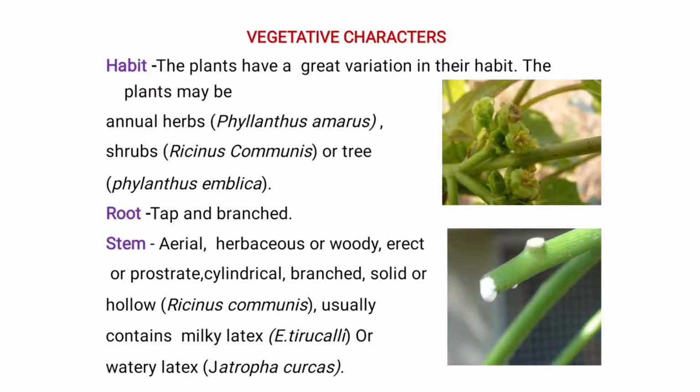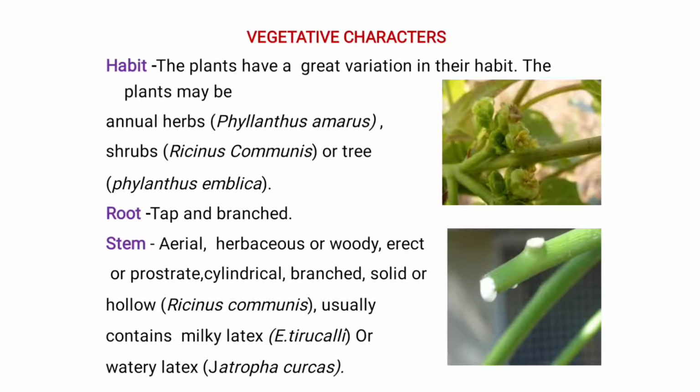So, after the systematic position, we discuss the vegetative characters. In these vegetative characters, the first is habit. The plants show great variation in their habit. It means the habit is generally annual or perennial herb, shrub and tree. Most of these varieties occur in the Euphorbiaceae family. Phyllanthus amarus is an annual herb, Ricinus communis is a shrub, and Phyllanthus emblica is a tree. So herb, shrub and tree forms are all included in the habit.